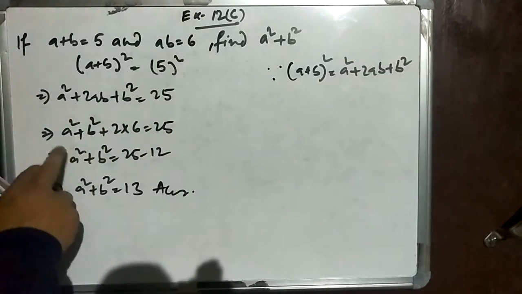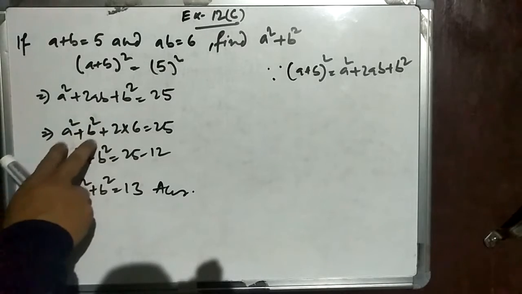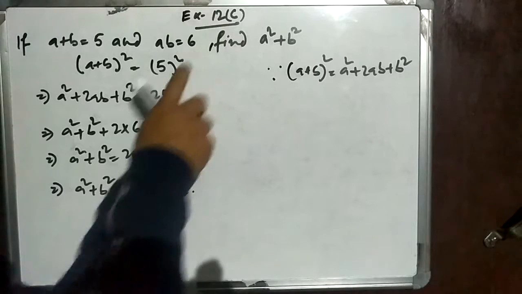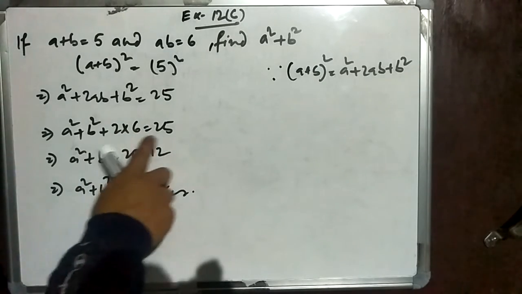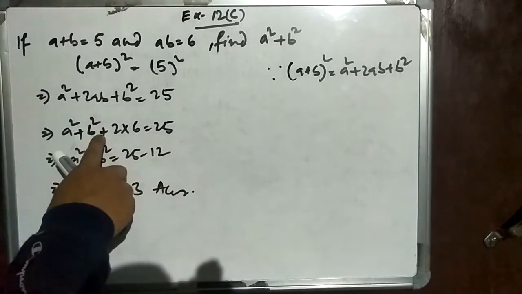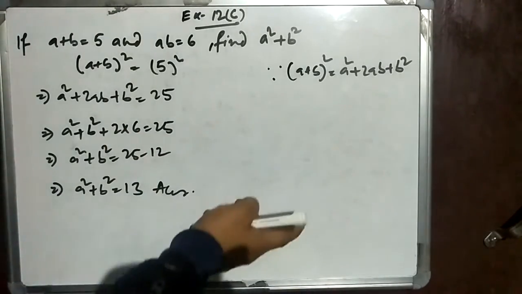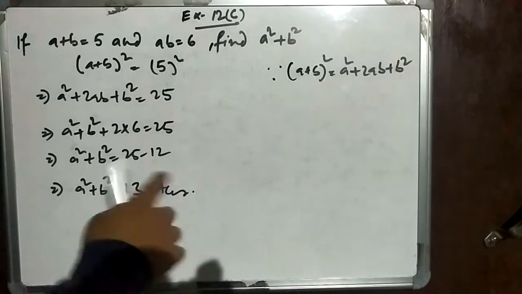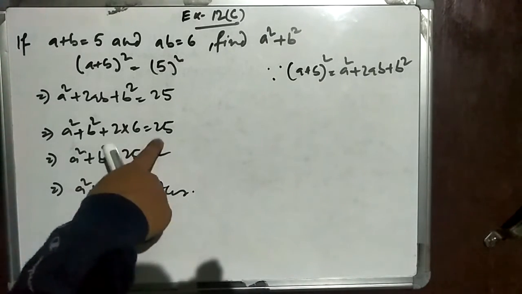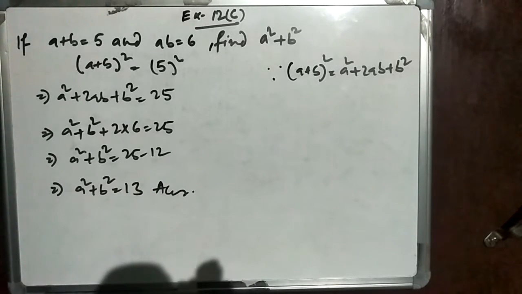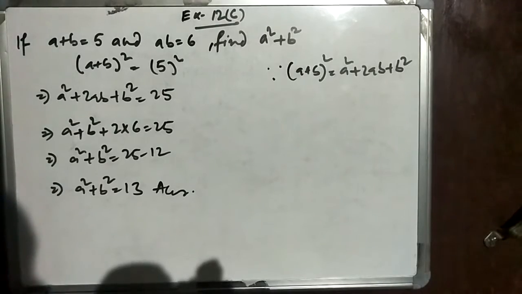5 5 is 25, and after that a square and b square are kept together. 2ab: as you see here, ab's value is given as 6, then 2 6 is 12. Then 25 plus 12, when it goes to that side, the sign will change, plus will convert into minus. If a term changes side, its sign will also change. So 25 minus 12 will convert into 13. So altogether we got the value of a square plus b square, that is 13. Right, this is the solution of the first question of this exercise.